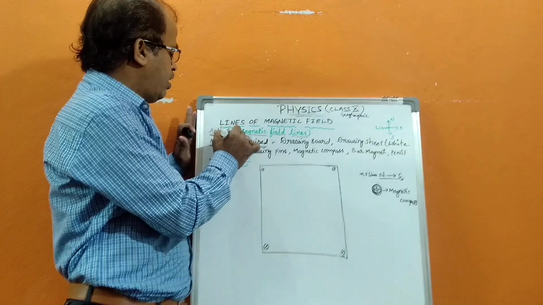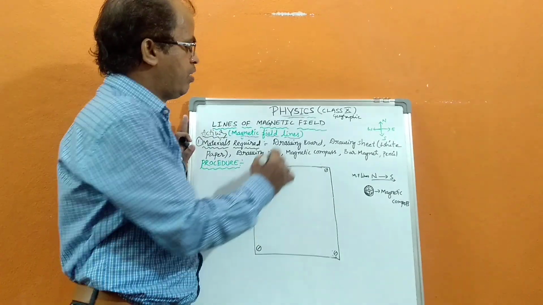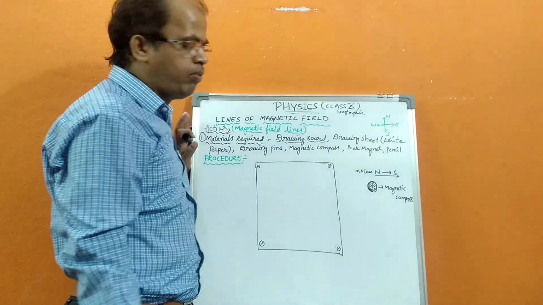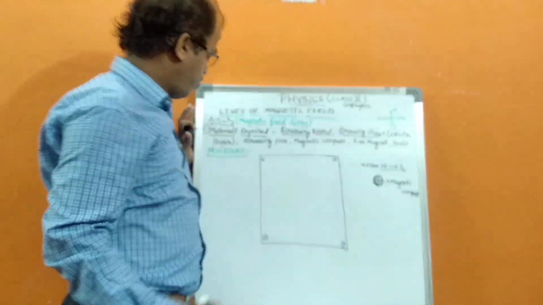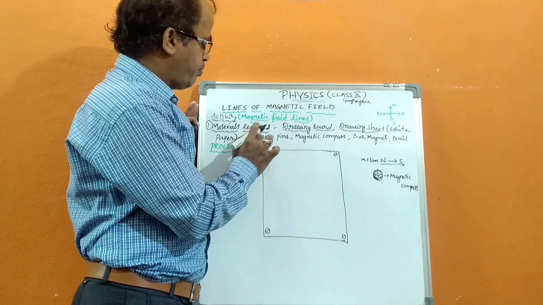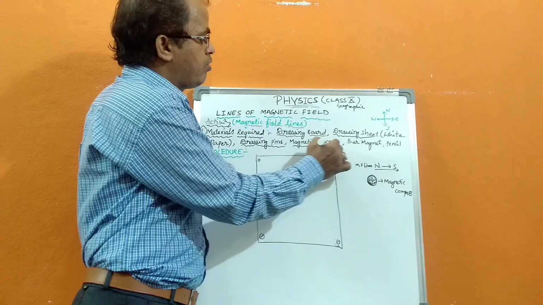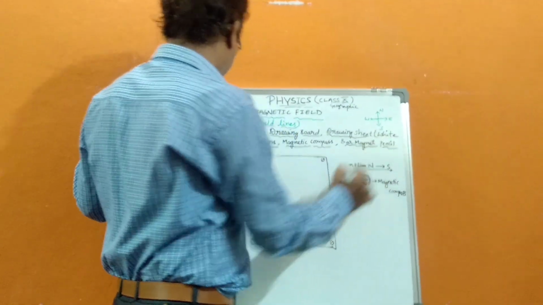That activity first requires some materials. The materials are a drawing board or a horizontal table, a drawing sheet or white paper, drawing pins, a magnetic compass, a bar magnet, and a pencil.